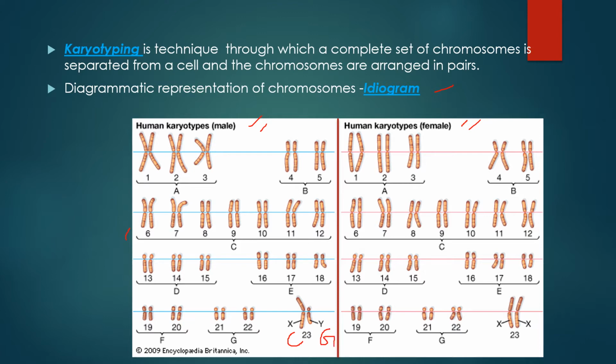Very important, children, remember this. They may ask which is the biggest group. It is group C. To which group the X chromosome belongs and to which group the Y chromosome belongs. These are all important 1-mark questions, and this is what the karyotype is. Now let's see how the karyotyping is done.